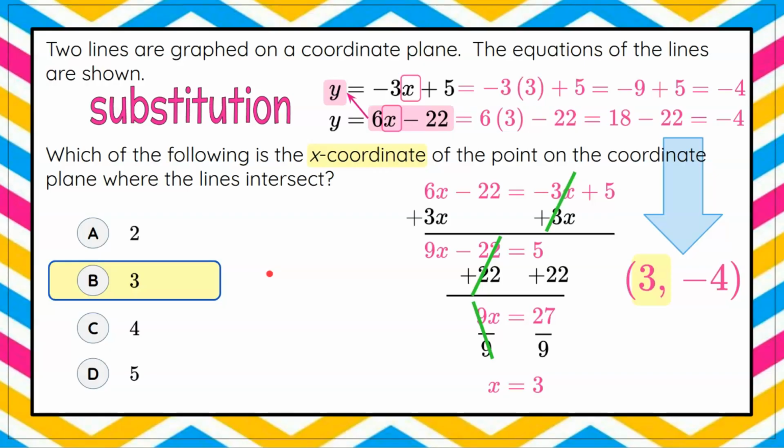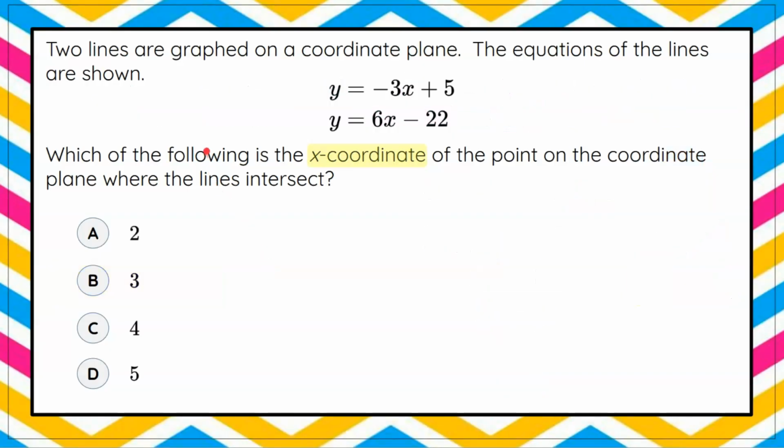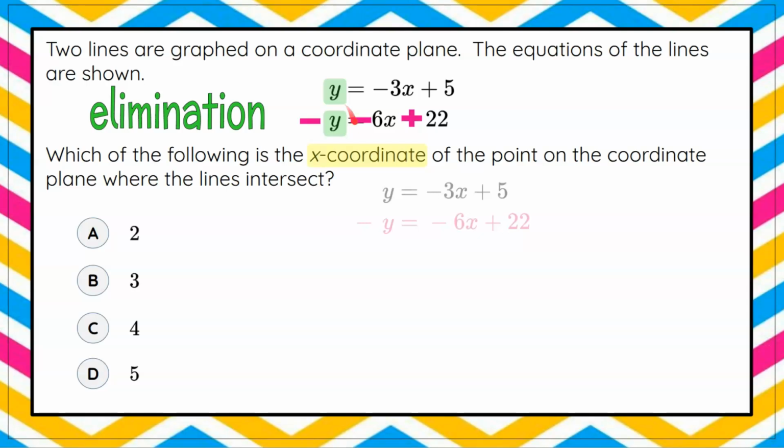Now I want to show you another way you could have solved this. Let's go ahead and use elimination. Seeing as the y terms each have a coefficient of 1, I can subtract the y's and I get 0. If I subtract one term, I must subtract all three. Subtract a negative means to add. So let's rewrite this, and we're going to add y, subtract y is 0. Negative 3x, subtract 6x is negative 9x, and 5 plus 22 is 27.